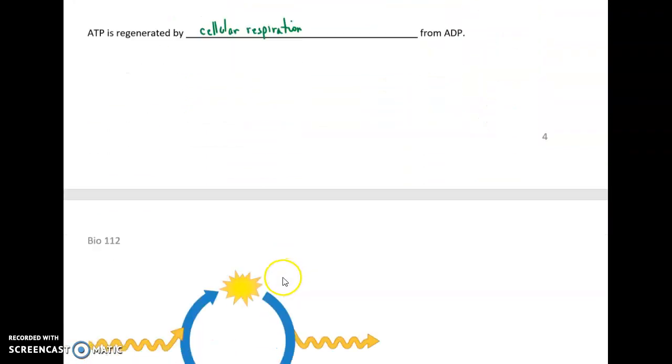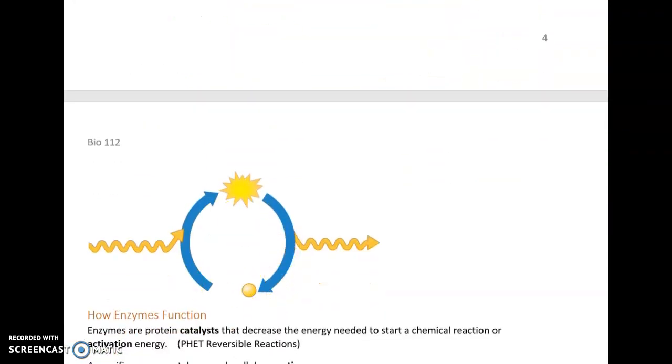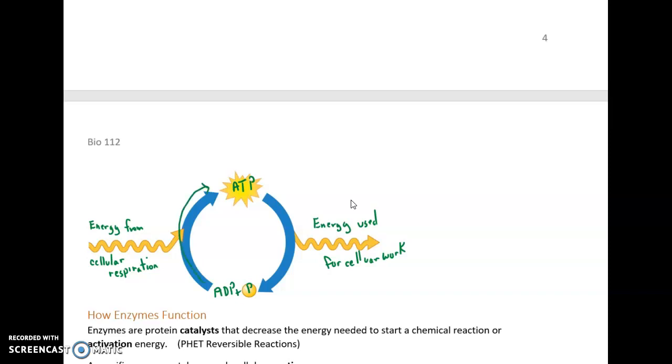Let's move up and look at this diagram. So we have energy from cellular respiration. The energy from cellular respiration is used to make ATP from the starting materials of ADP plus a phosphate group. The ATP then is used for cellular work. So the molecule can be used over and over again. The ADP, the addition of energy, gives us ATP. When the energy is used, the ADP is regenerated. And the cycle can go on over and over and over again.